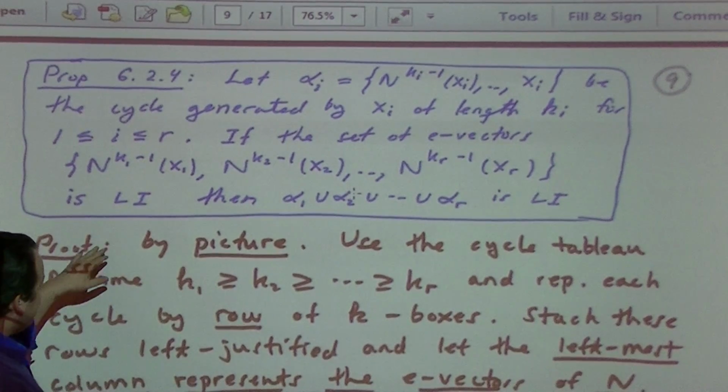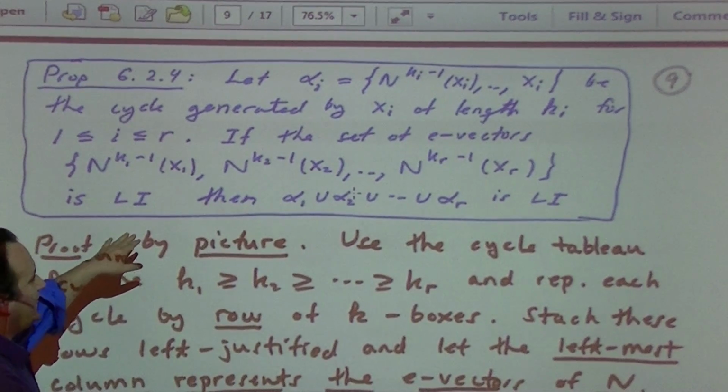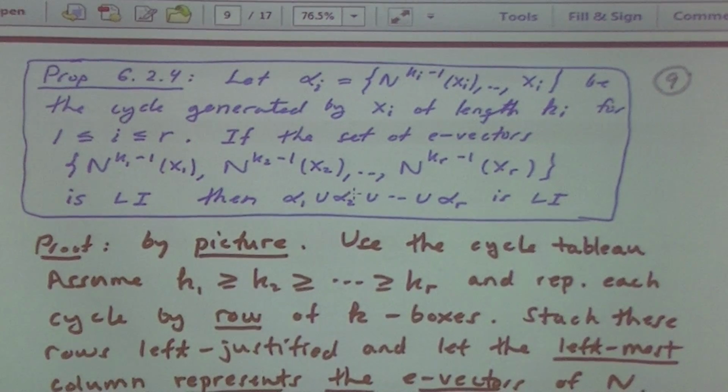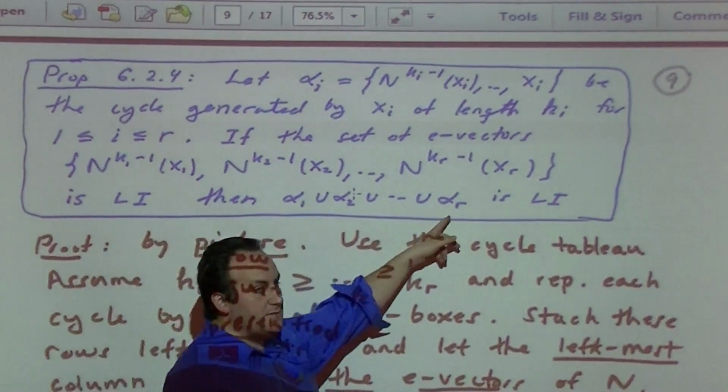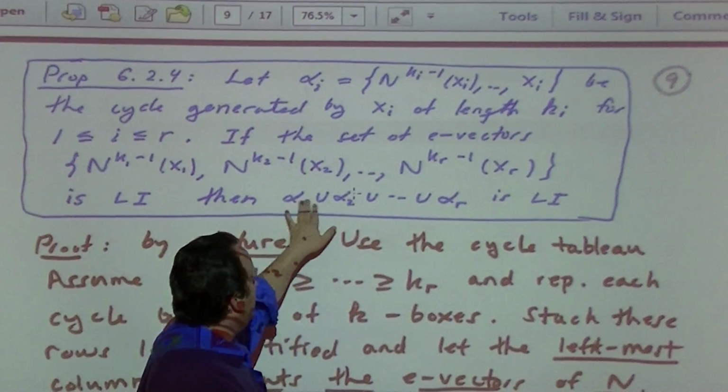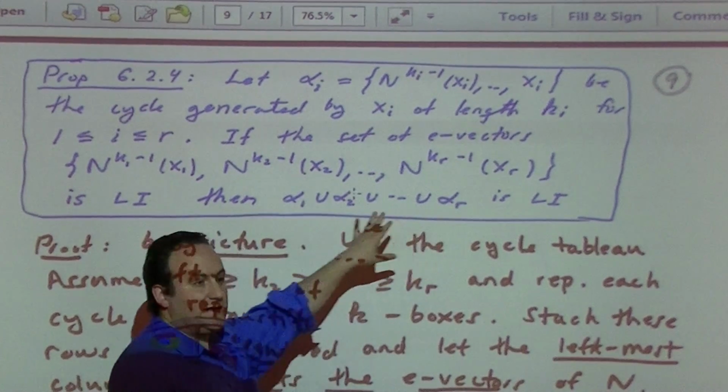And what are eigenvectors? Well, like I was telling you, the start of the cycle is an eigenvector, right? You have one eigenvector for each one of these cycles. Actually, everything beyond the first thing is a generalized eigenvector of order 2, 3, 4, all the way up to k. This one is a generalized eigenvector of order k, because n to the k acting on x is 0. Okay? But anyway, so you have these cycles, and I'm just supposing I have r of them. So the claim is that alpha 1 union alpha 2 union through alpha r is linearly independent.